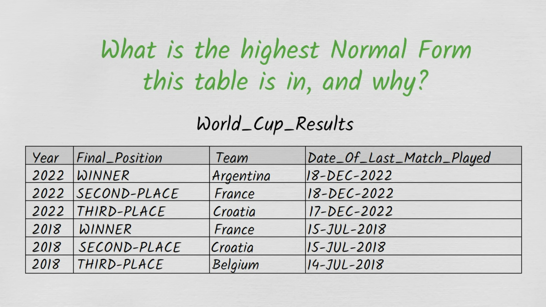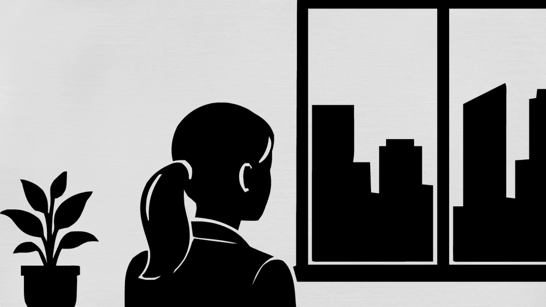You take in this World Cup results table, which seems very simple. It's just a list of first, second, and third place finishers in World Cup competitions. Working out what normal form it's in shouldn't be hard. For the moment, though, you're drawing a blank.